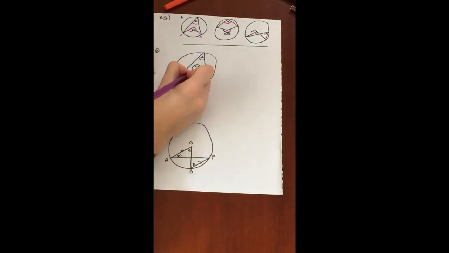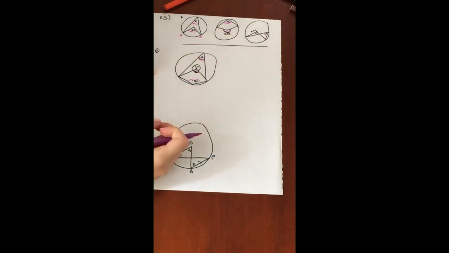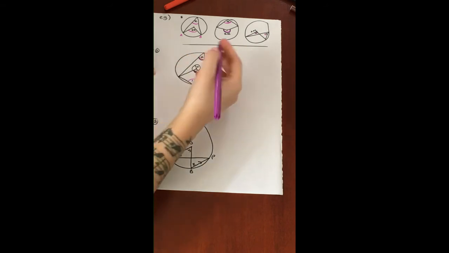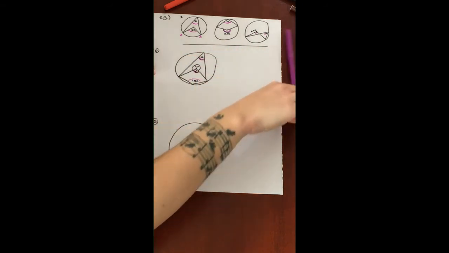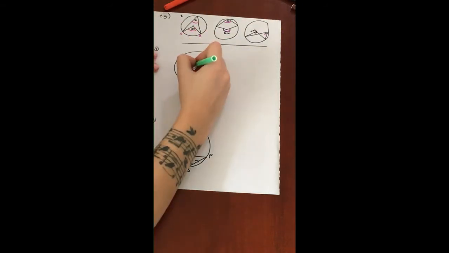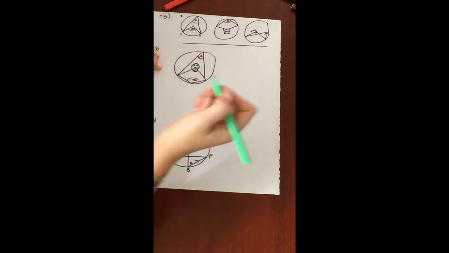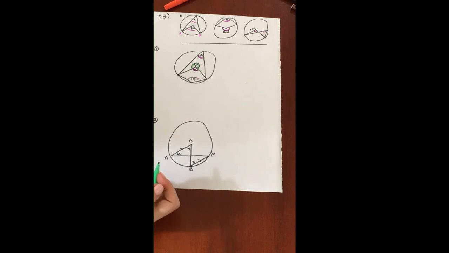So clearly this V matches with the x. Those two are drawn together. This reflex angle, W, is what goes with the 150. So just make sure you pair them up together properly.